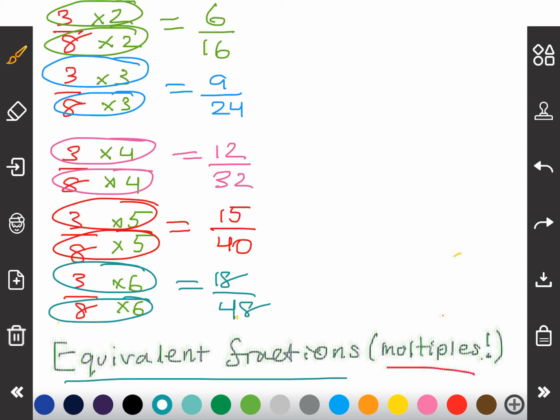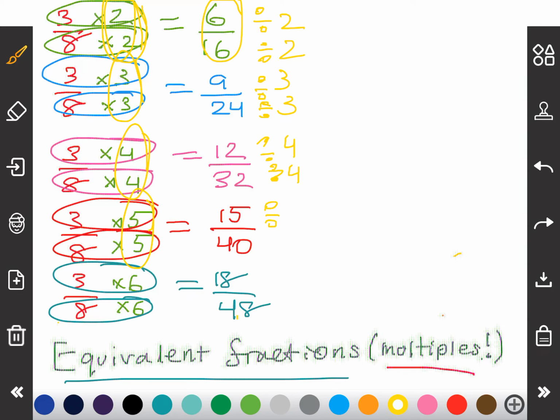When it comes to equivalent fractions, what we want to do is divide the top number and the bottom number by the same magic number. So for the first one, let's validate that 6 over 16, dividing by 2 over 2, gives us 3/8. So we're going to divide 2 up top, divide 2 at the bottom. For the second fraction, let's divide it by 3 over 3. The third fraction, divide by 4, divide by 4. Divide by 5, divide by 5. Divide by 6, and divide by 6.